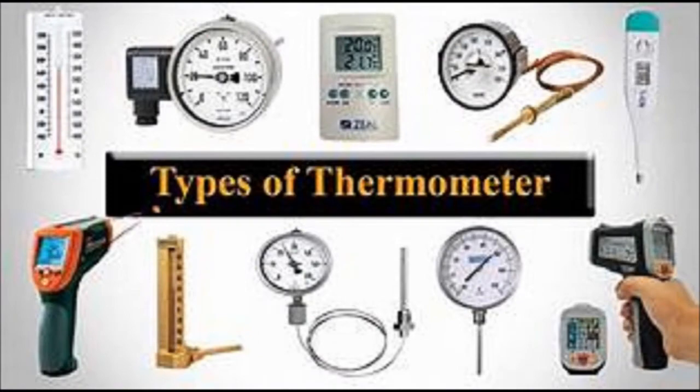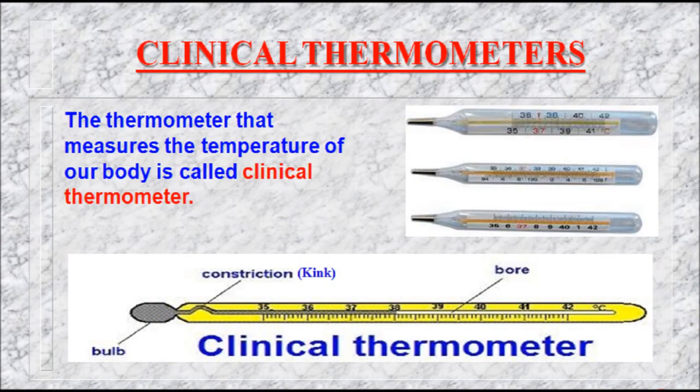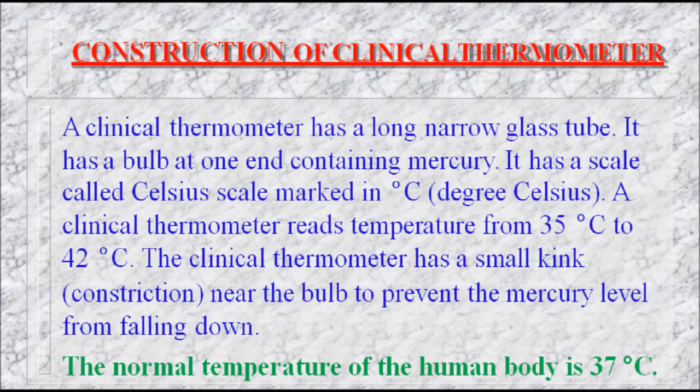Types of thermometers. There are three commonly used thermometers. Clinical thermometer. The thermometer used to measure human body temperature is known as a clinical thermometer. A clinical thermometer is made up of a long and narrow glass tube. One end of this tube is sealed and the other end has a glass bulb filled with mercury. The normal body temperature of a healthy person is 37 degrees Celsius or 98.6 degrees Fahrenheit.